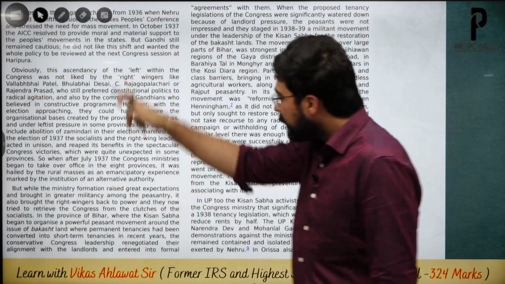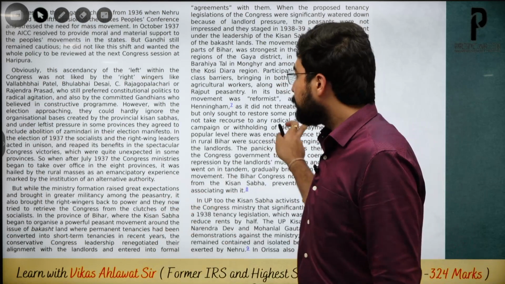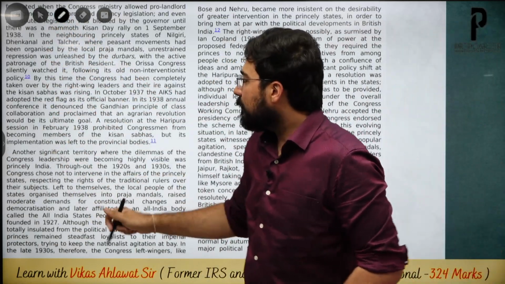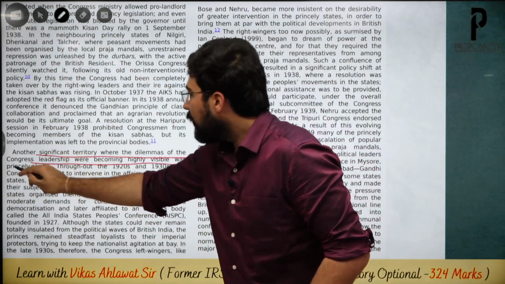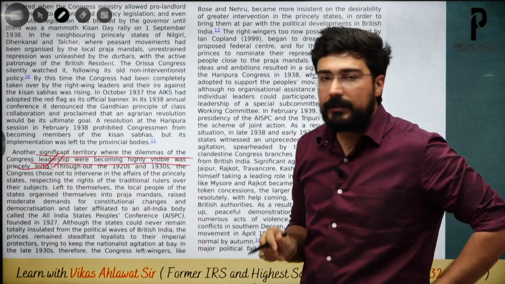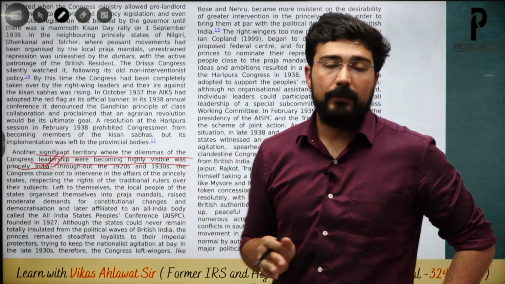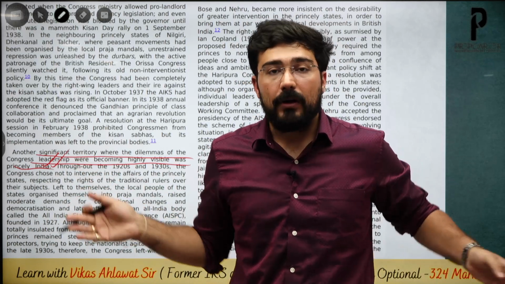So this is all being discussed in that context, how the peasant cause was not taken to that level. Then the second part talks about the territorial dilemma over the princely states. With respect to princely states, there was a dilemma within Congress. Should we directly support the people of these areas so that they can also start their parallel movements and become part of India later on?